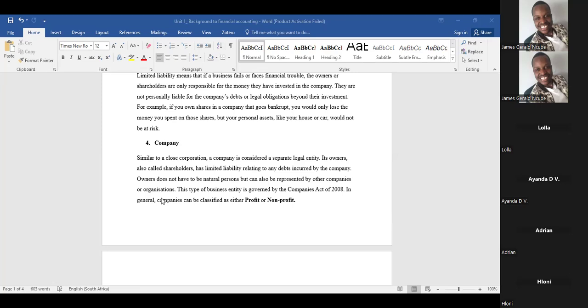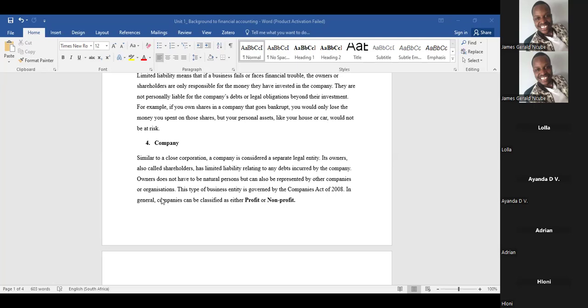However, now those that registered before 2011 are still allowed to operate and trade. That's for a closed corporation, by the way. Now, in a company, owners do not have to be natural people. Let's say this individual is the owner. It can also be an organization. So basically, a company can actually own another company, right? And an organization can basically own a company, right? So that's what we're talking about.